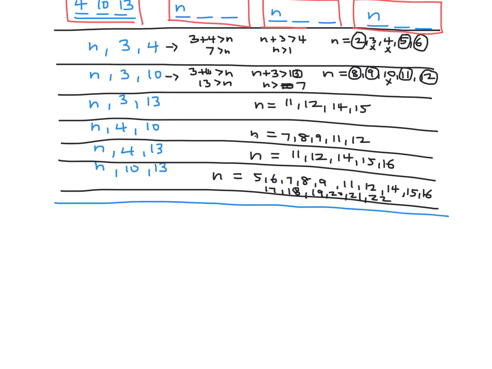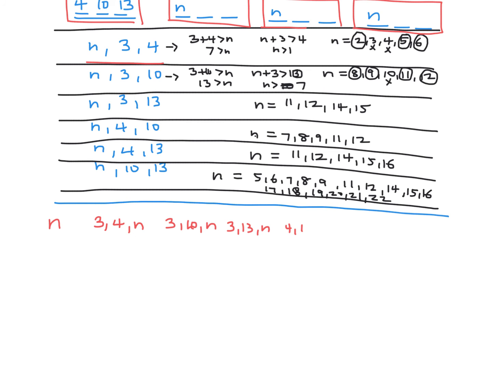Okay, so let's make a list of the table here. We have n, and then we've got the first set, 3, 4, n. This is up here. And then I'm just going to put them in: 3, 10, n, 3, 13, n, 4, 13, n.